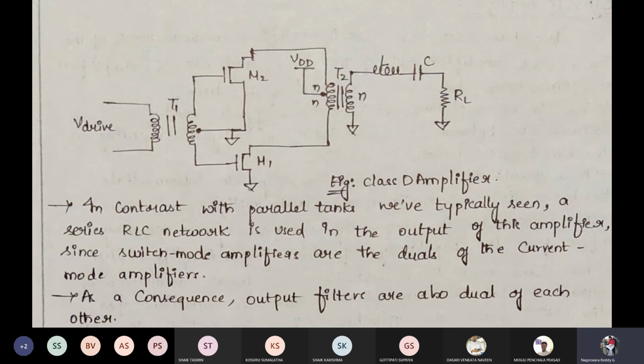There are two transformers in the class D amplifier, transformer T1 and transformer T2. The output filters of switch mode amplifiers are the duals of the current mode amplifiers. Current mode amplifiers are the duals of the switch mode amplifiers. Output filters are also duals of each other.